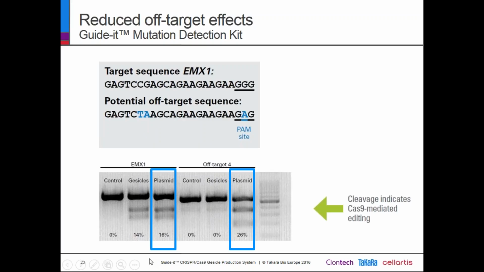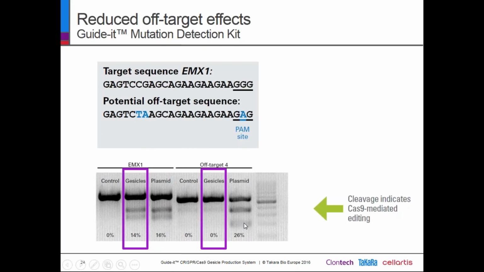Now, when analyzing the plasmid delivery with the mutation detection kit, you can see here that we had about 16% of gene editing events at the EMX1 site, as shown here by the cleaved fragments. But there was also a high frequency of gene editing events at the off-target site. In contrast, when using Gesicle delivery, you can see similar efficiency at the EMX1 site, but the off-target site here was really very clean and comparable to the negative control.